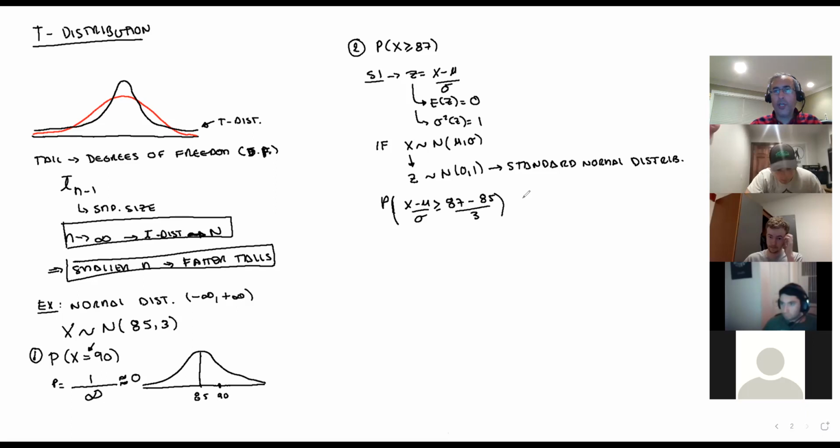Correct? So this is equal to the probability of Z larger or equal than, let me use the calculator. Where's my calculator? So it's 2/3, correct? 0.67. Guys, questions for this first part? Step one, you transform your X into Z.